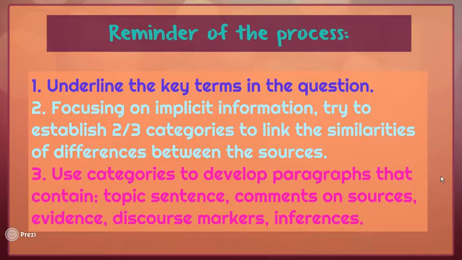Okay, so let's have a reminder of this process then. The very first thing that you're going to do is you're going to underline the key terms in the question. Secondly, you are going to focus on the implicit information, and you're going to try to establish from that implicit information 2 to 3 categories to link the similarities or the differences between the texts, between the sources. Finally, you're going to use those categories to develop paragraphs that contain topic sentences, comments on the sources, evidence, discourse markers, and inferences. And you have only got 10 minutes on this question, and inevitably there will be a small amount of planning involved. In an ideal world, it would be great if you could write 3 paragraphs, but in my opinion, 2 is probably more achievable.